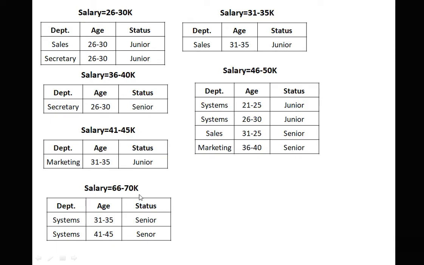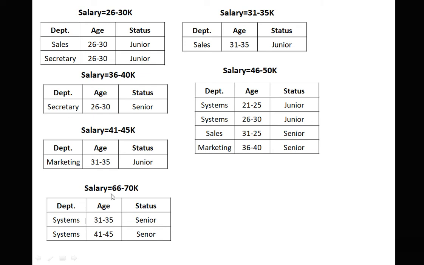And the next category, that is 66 to 70k, we are getting senior. If you see the table, except this table there is no need of classification. Now see here, in 26 to 30k we are getting the junior status irrespective of the value of department and age, so there is no need of classification. Here only senior, junior, junior. Even here there is no need of department and age.